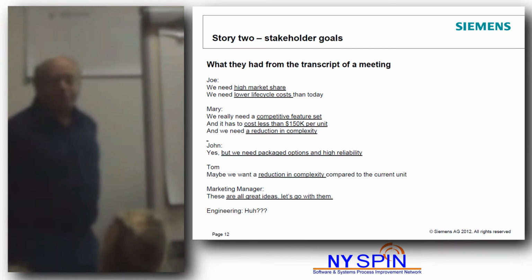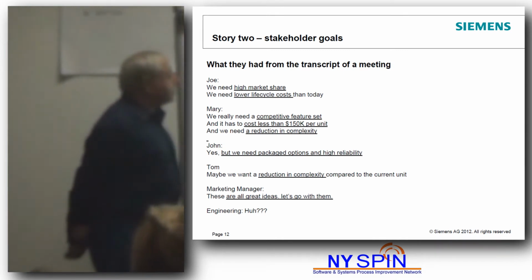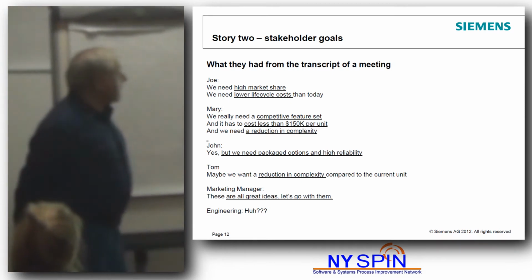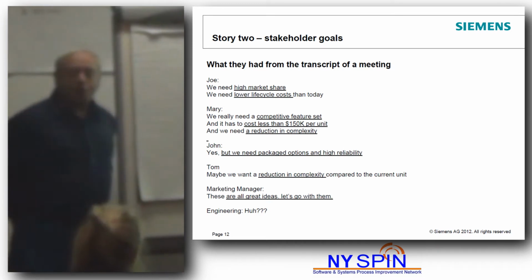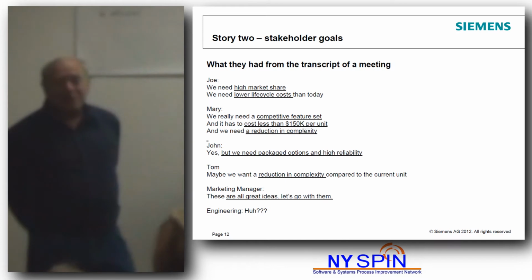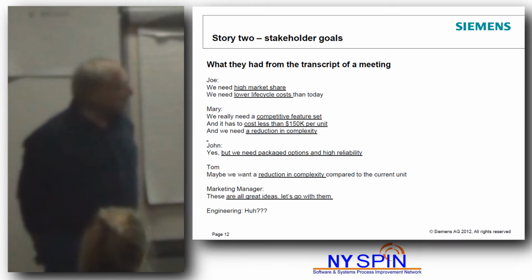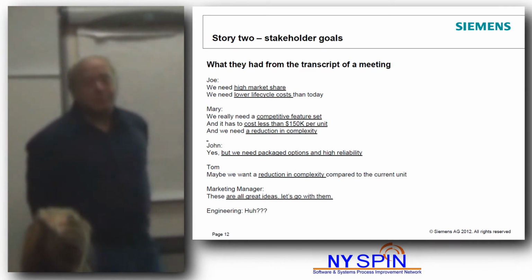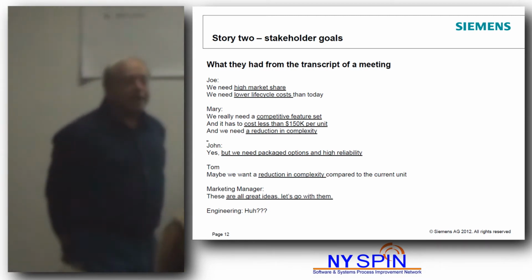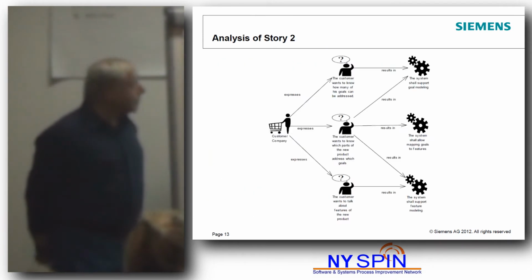And you're sitting there writing feverishly if you're trying to capture all of this. And Tom says, well, maybe we want a reduction in complexity compared to the current unit, right? And the marketing manager says, these are all great ideas, let's go with them. And then all hell breaks loose when you try to do all that. And engineering says, what? So we need a better way, and that better way is called goal modeling, which has been around for a while, but has not been used very much in the industrial world.